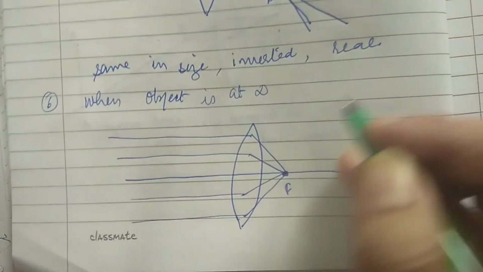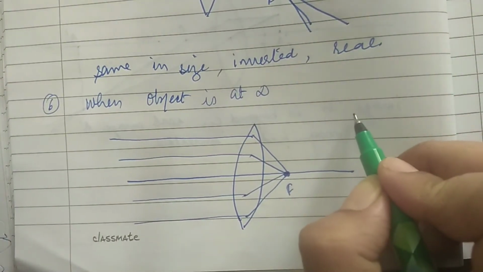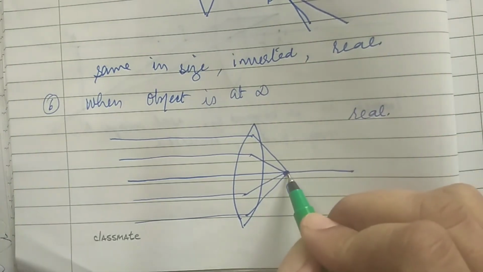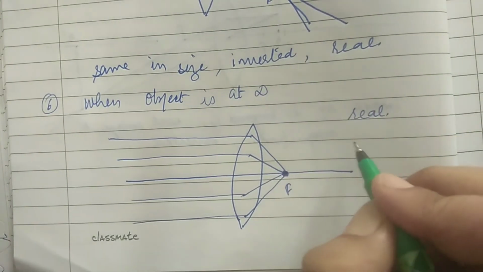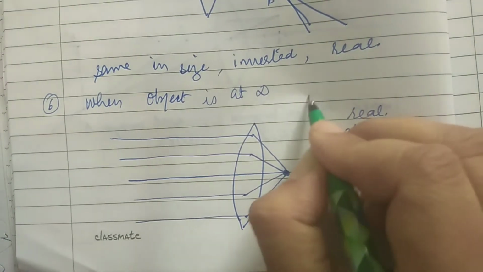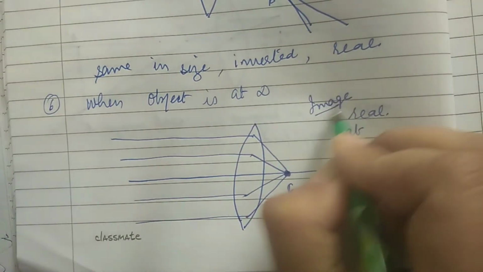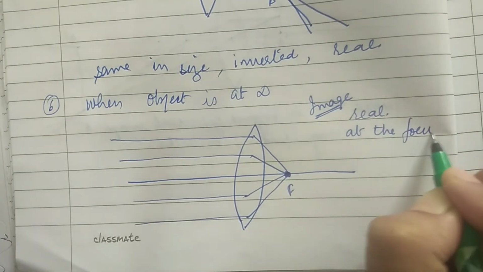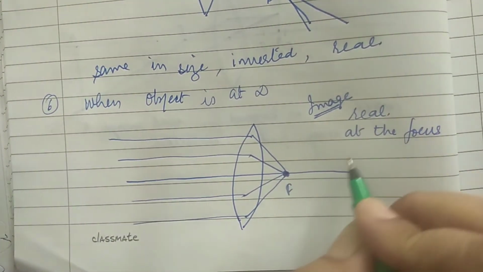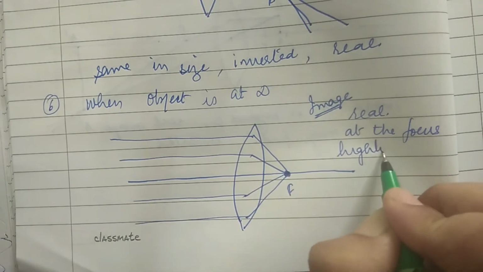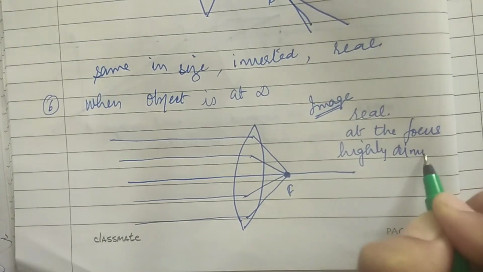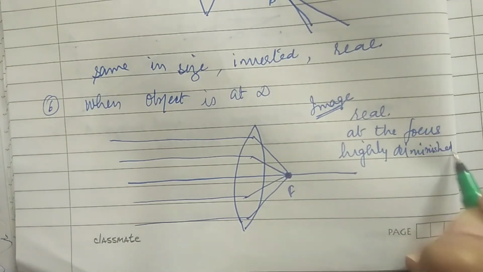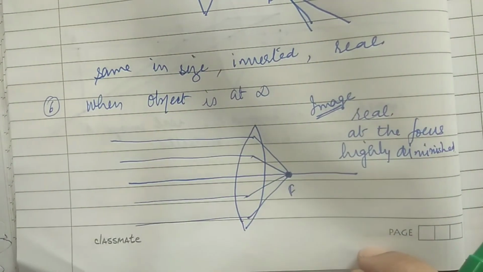So what are the properties of this image? Here image is real, and you see here image is formed at the focus. So these are the properties of the image. It is at the focus and highly diminished because we have got just a point for the object which is lying at infinity.